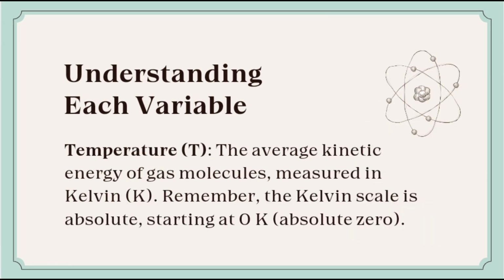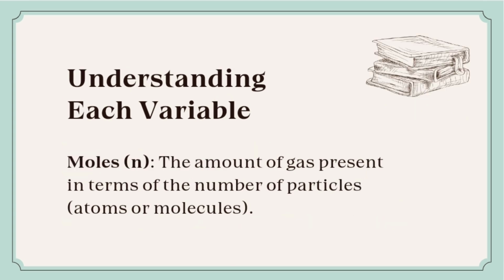The next variable is T, or temperature. It represents the absolute temperature of the gas. It is a measure of the average kinetic energy of the gas particles. The higher the temperature, the faster the particles move. Also, the variable T must always be measured in Kelvin when using the ideal gas law, because the Kelvin scale starts at absolute zero, where molecular motion ceases.